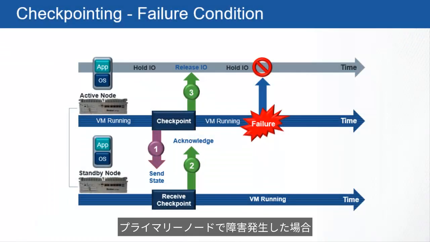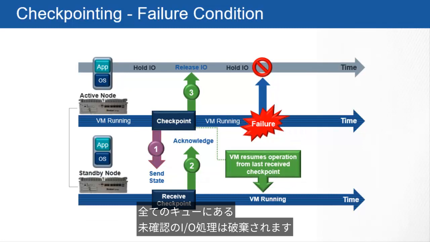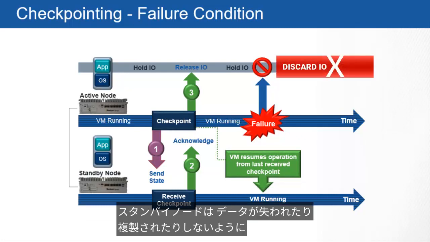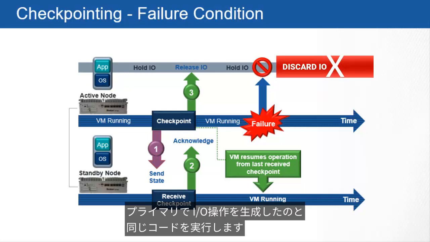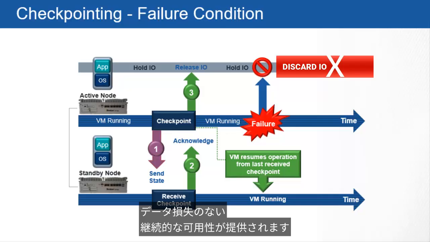If a failure on the primary node occurs, the standby node will continue from the last successful checkpoint. All queued and unacknowledged I/O operations are discarded. The standby node will run the same code that produced the I/O operations on the primary, so that no data is lost or duplicated. This process provides continuous availability with no data loss, even if the active node fails.